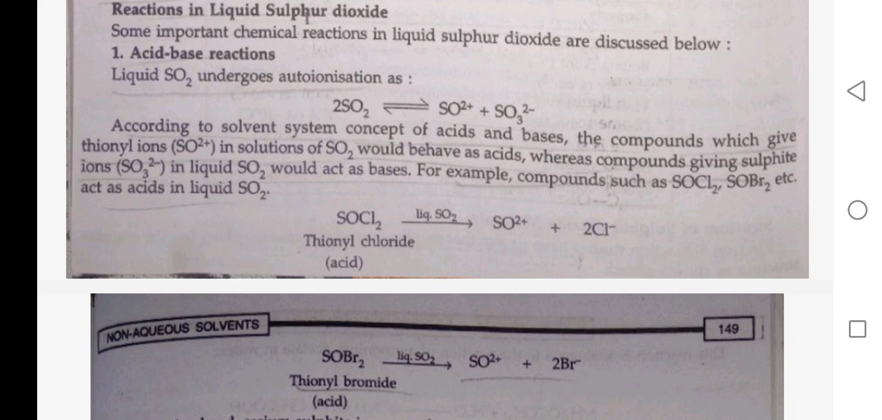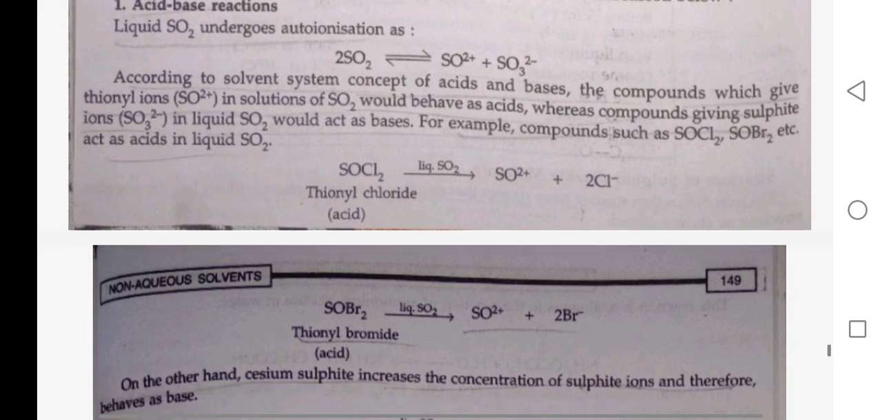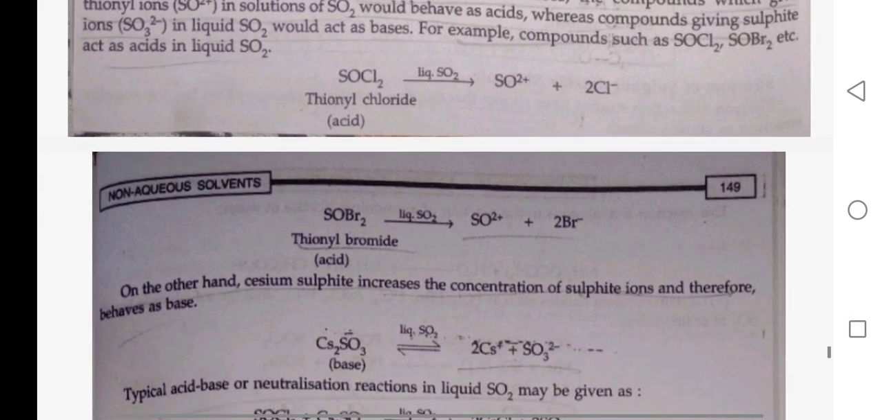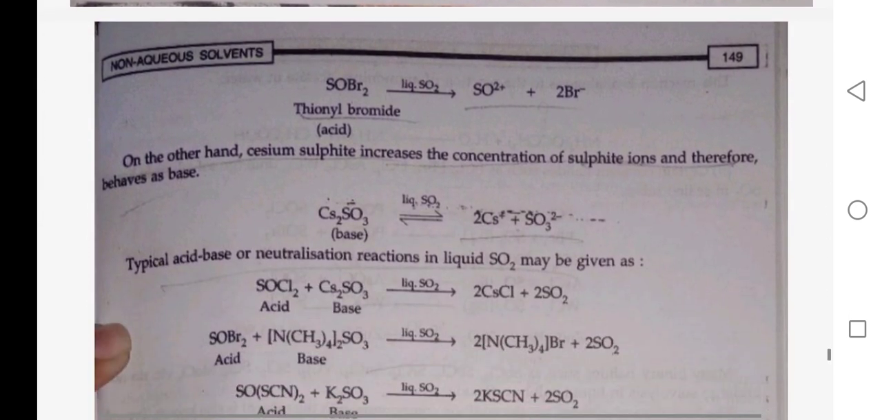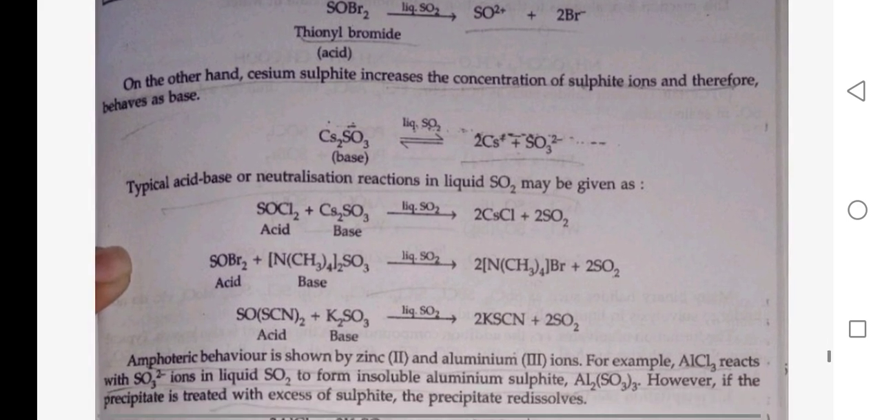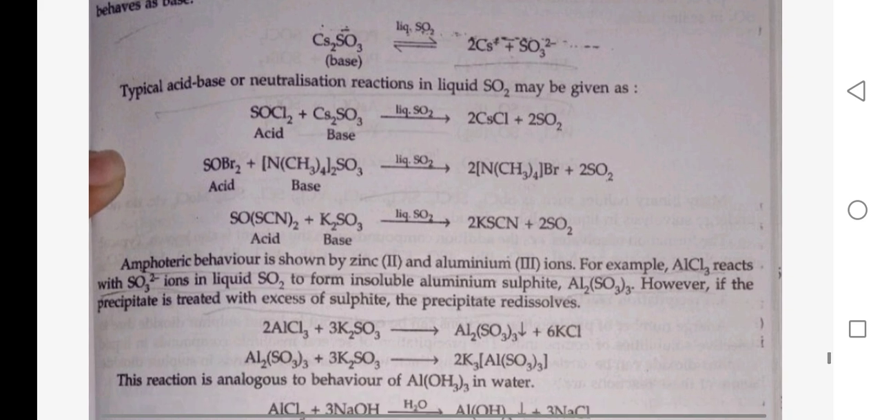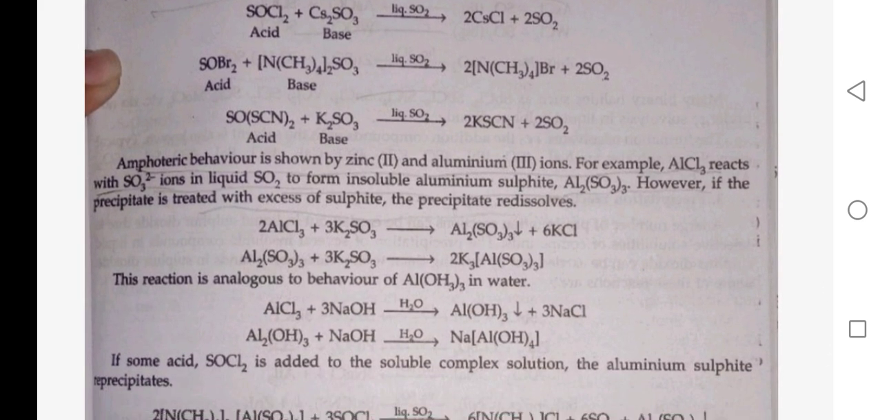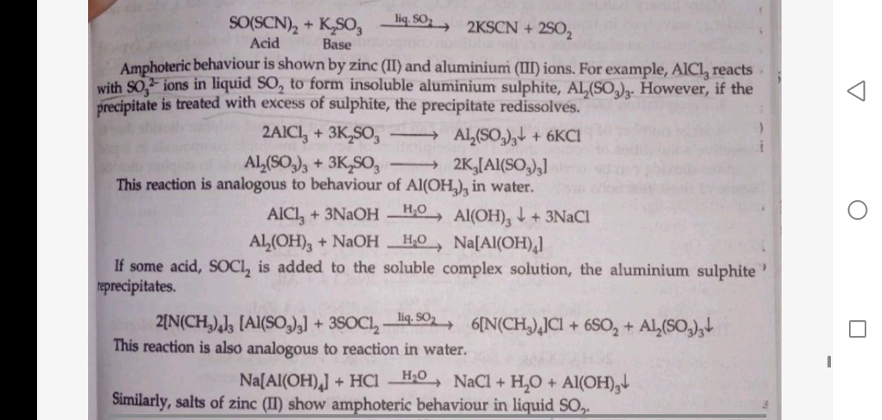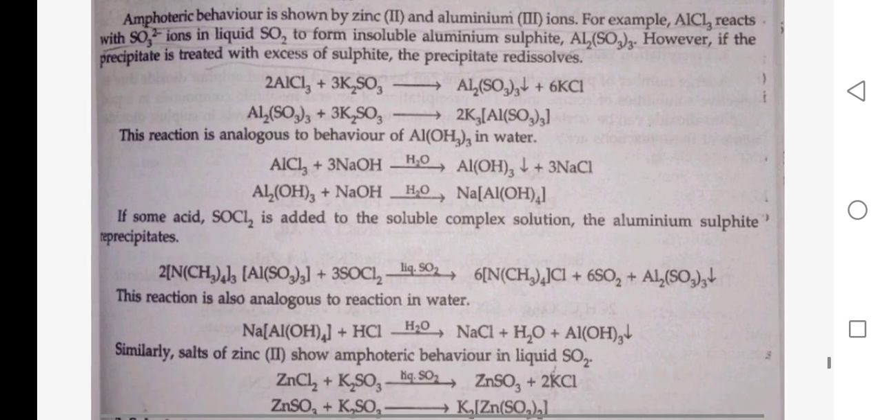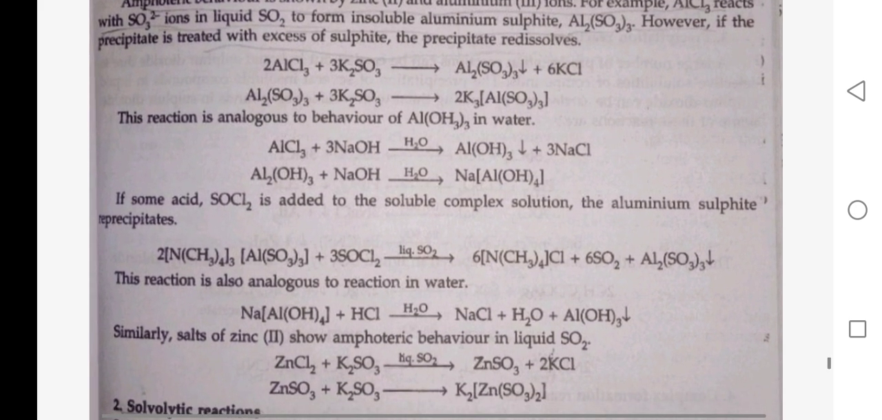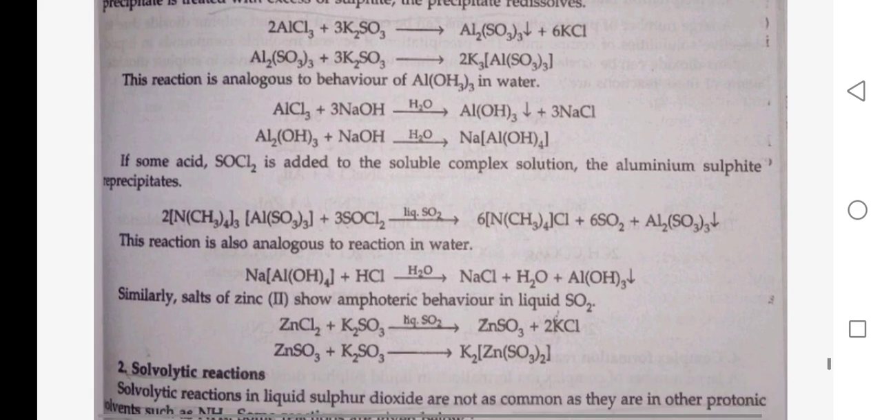For example, compounds such as SOCl2, SOBr2, etc. act as acids in liquid SO2. On the other hand, calcium sulfite increases the concentration of sulfite ions and therefore behaves as a base. Amphoteric behavior is shown by zinc and aluminium ions. For example, they react with SO3 2 negative ions in liquid SO2 to form insoluble aluminium sulfite. If the precipitate is treated with excess sulfite, the precipitate dissolves.